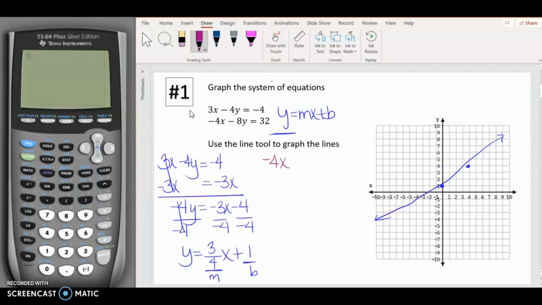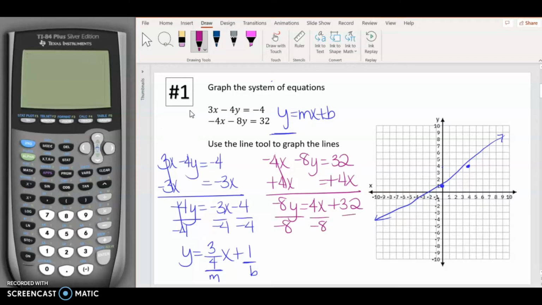So we have negative 4x minus 8y equals 32. So I'm going to start off by adding 4x to both sides. So when I do that, I end up with negative 8y equals 4x plus 32. So now I'm going to divide everything by negative 8 in order to work on getting y by itself. So when I do that, I end up with y equals, I have 4 over negative 8, which will reduce to negative 1/2. So I have negative 1/2 x, and then plus 32 over negative 8 will turn into minus 4. So this is the value of b, and then this is the value of m.